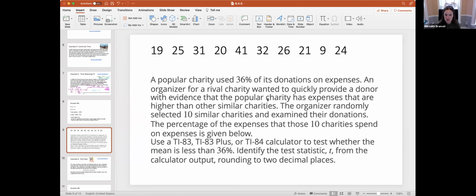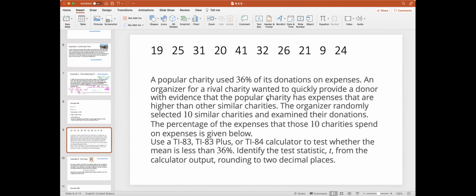A popular charity used 36% of its donations on expenses. An organizer for a rival charity wanted to quickly provide a donor with evidence that the popular charity has expenses that are higher than the other similar charities. The organizer randomly selected 10 similar charities and examined their donations. The percentage of the expenses that those 10 charities spend on expenses is given below.